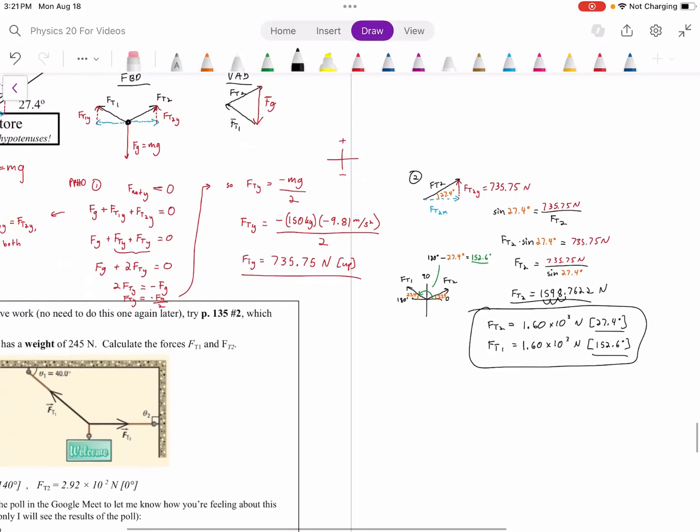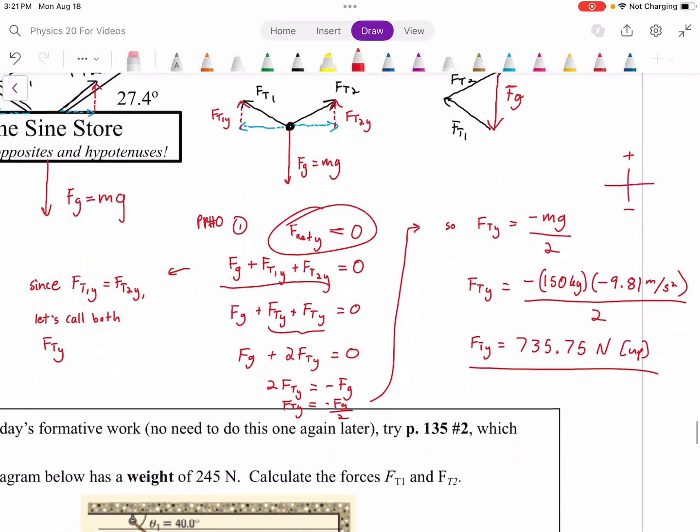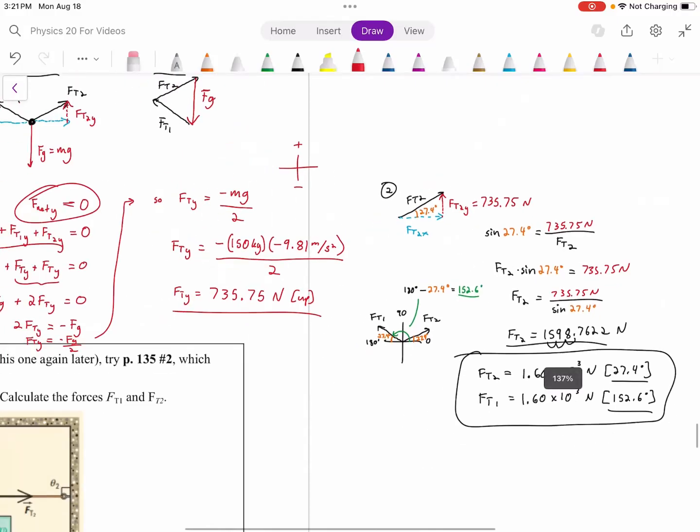All right, but notice again, we started simple. We said we know the net force in the y-axis has to be 0. We know that the net force in the y-axis is just the result of adding up all the forces' y components, right? And then we solved for the one thing we didn't know in that equation, right? Then some trigonometry got us what we wanted.